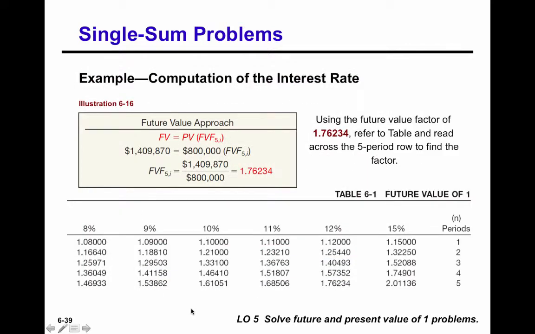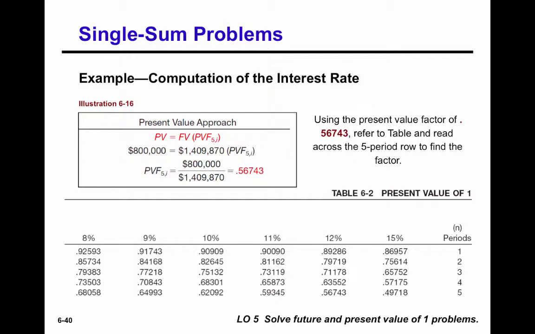So once again, using the same sort of arithmetic we did earlier, we've solved for the future value factor by dividing the future value by the present value. And because we know we're looking at a 5-period timeline, we're looking across the 5-period line to find a factor that is close to that number. And of course, the way the numbers have been worked out here, that factor does appear in the 12% column. Consequently, what it tells us is that it's going to take 12% for us to grow that amount to the $1.4 million that we need in the future.